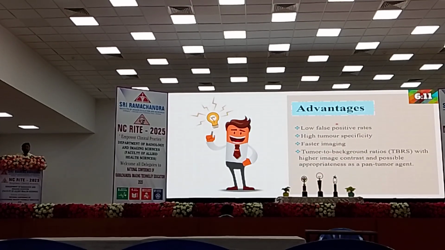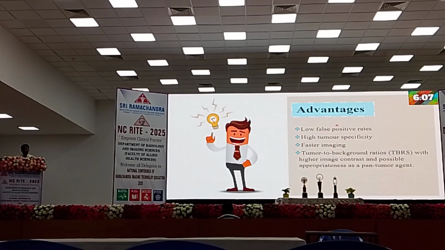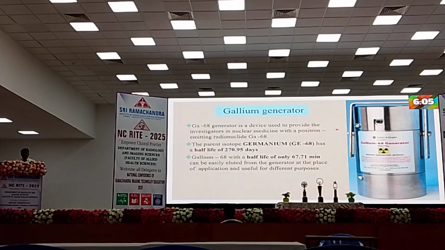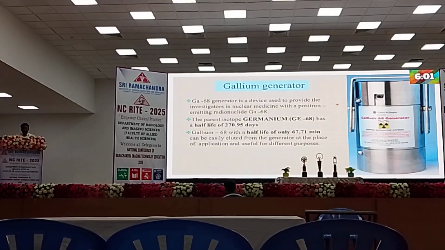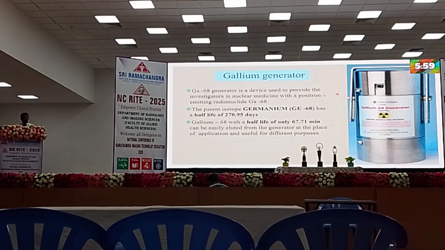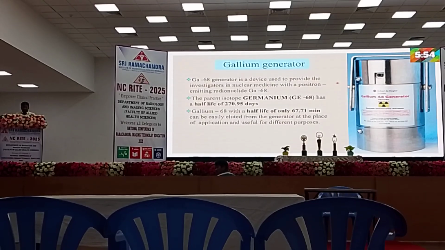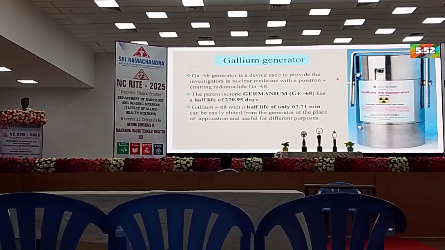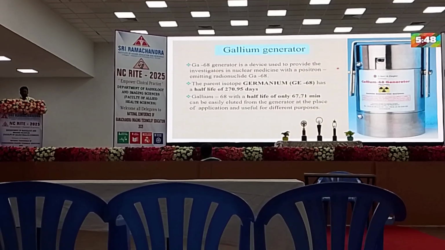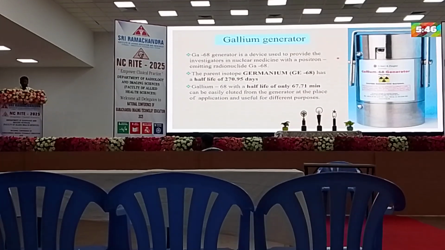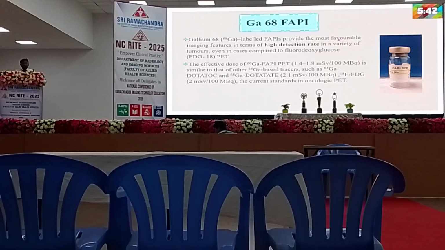In addition, we have to know about the advantages of FAPI. It shows a low false positive rate, high tumor specificity, faster imaging and high tumor to background ratios. Furthermore, we have to know about the gallium generator which produces gallium-68. This gallium generator is used in nuclear medicine with a positron emitting radionuclide, which is gallium-68. The parent isotope is germanium-68, which has a half-life of 270.95 days. From this, gallium-68, with a half-life of 67.71 minutes, can be easily eluted from the generator at the place of application. In addition, we have to know about the gallium-based FAPI.